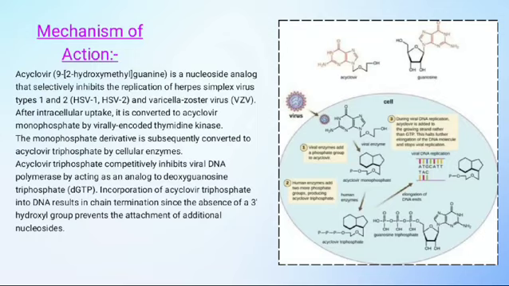Acyclovir triphosphate competitively inhibits viral DNA polymerases by acting as an analog of deoxyguanosine triphosphate. Incorporation of acyclovir triphosphate into DNA results in chain termination, since the absence of the 3' hydroxyl group prevents the attachment of additional nucleosides.